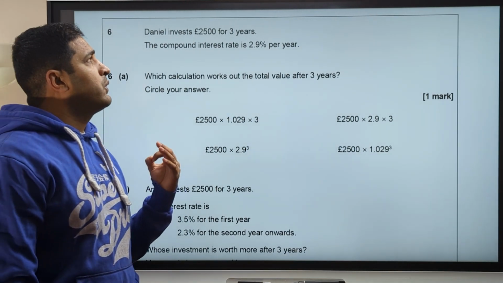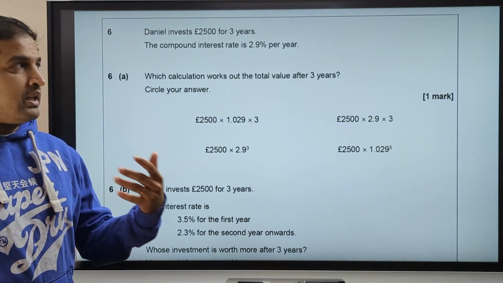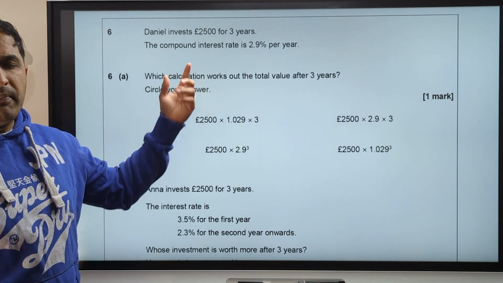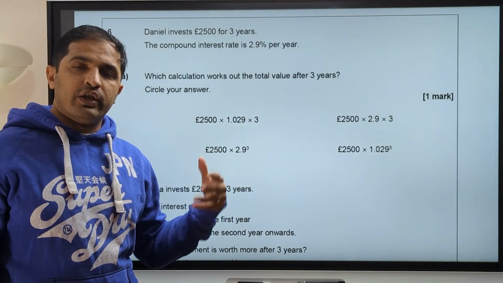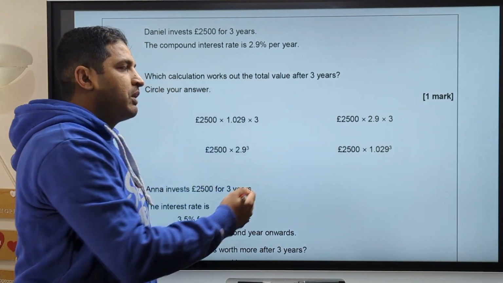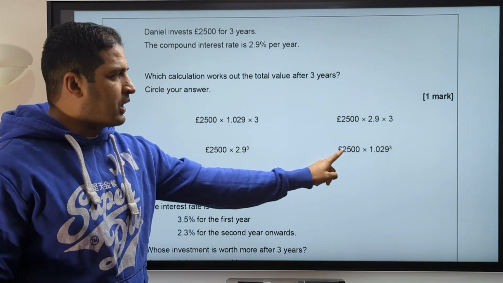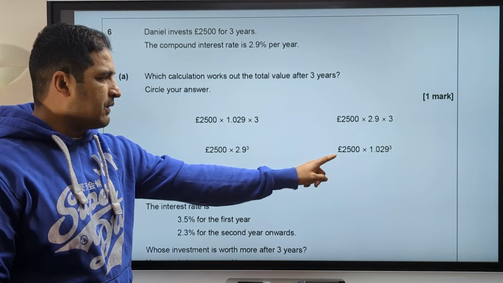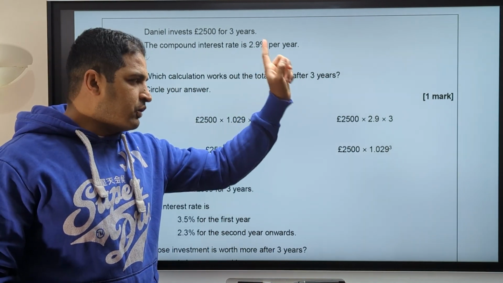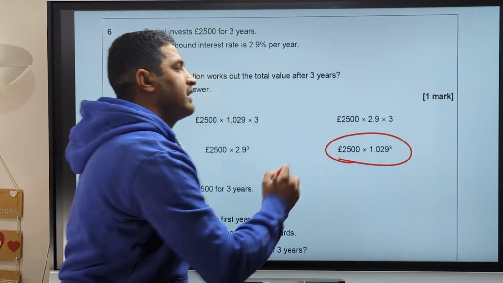Daniel invests £2,500 for 3 years. Okay. So every year he gets 2.9% interest on that. And it's a compound interest. So the next year I would get interest on top of that. So we start with 2,500 and then you multiply by 1.029, which happens in these two cases. So you see, either one of those two is our answer. But then you multiply by 1.029 again, then you multiply by 1.029 again. That leaves you with this answer here.